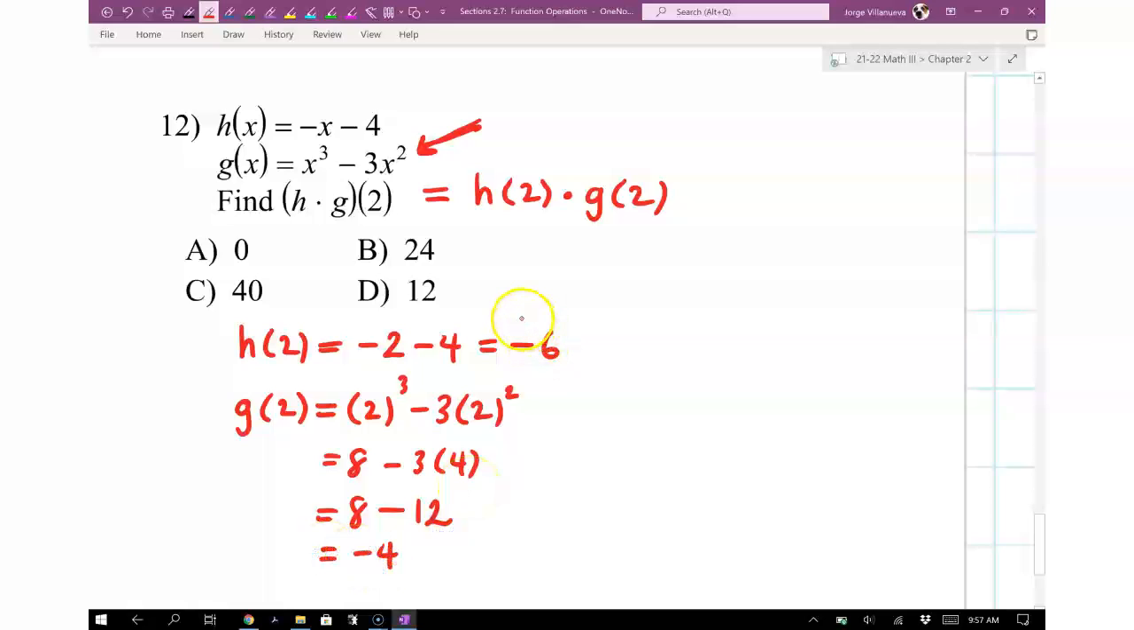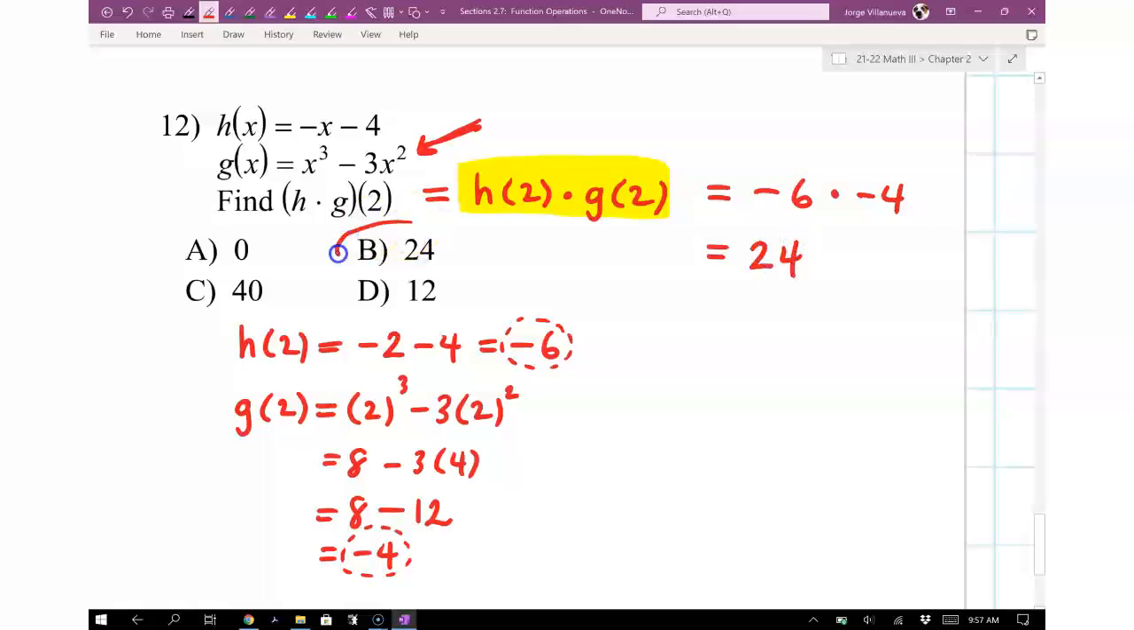So look, guys, here's one answer, h of 2. Here's g of 2. And according to my definition, this one right here, I'm supposed to multiply those solutions, right? So my h of 2 was negative 6 times my g of 2 was negative 4. What's negative 6 times negative 4? Think someone said it? Maybe I'm wrong. 24. Okay, that would be B.